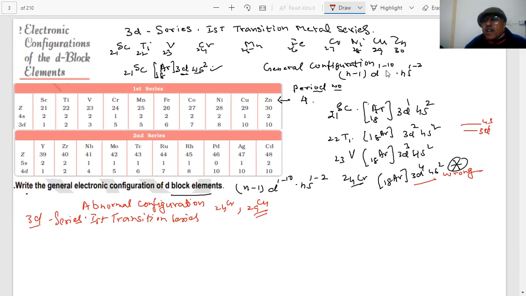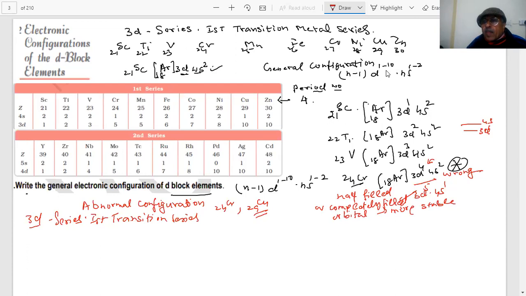Therefore, what will happen? The 3d will snatch one electron from the 4s. And what will it become? 3d5, 4s1. This is the correct one. So the 3d becomes half filled. Therefore, we know half filled or completely filled subshells are more stable. Half filled or completely filled orbitals are more stable, students. Energy-wise they become more stable.